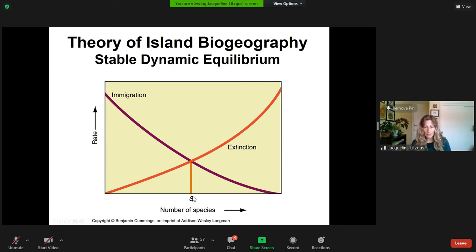And then area, which we looked at in the context of extinction, where we had two extinction lines. Large islands have lower extinction rates.